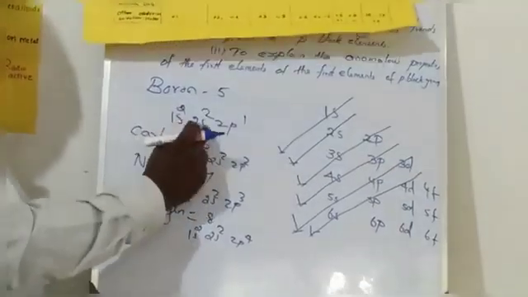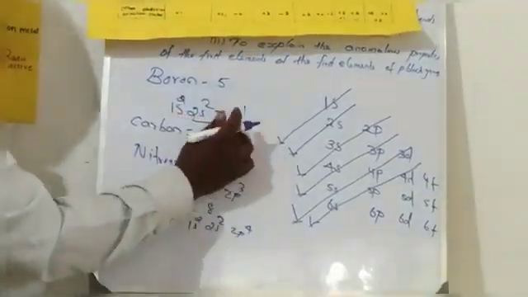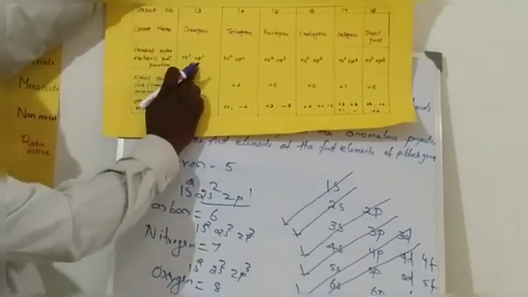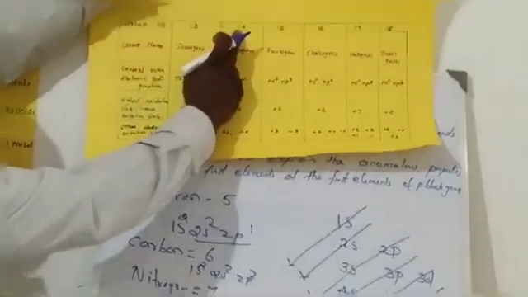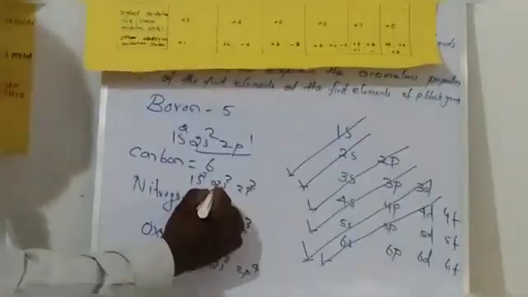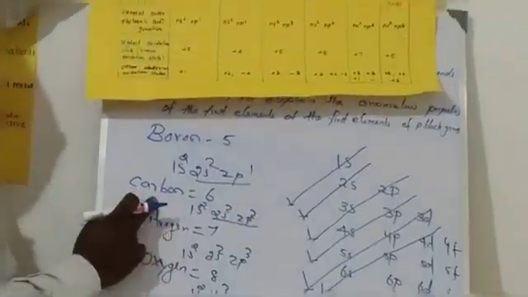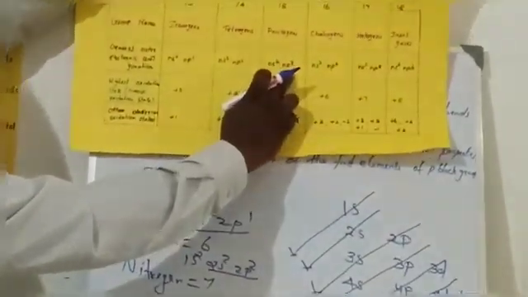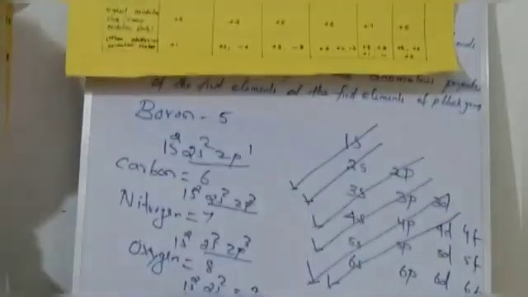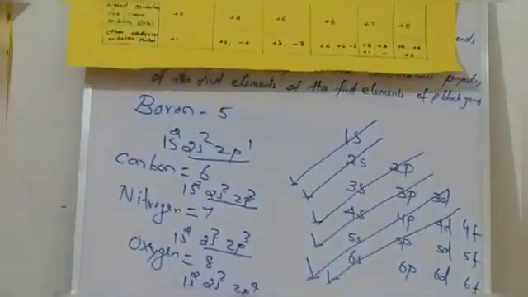That is 2s2, 2p1, and the general configuration is ns2, np1. The second category, the 14th group, is ns2, np2. That is 2s2, 2p2 for carbon. Next one, ns2, np3, that is for nitrogen, 2s2, 2p3. Next one, ns2, np4, and so on.